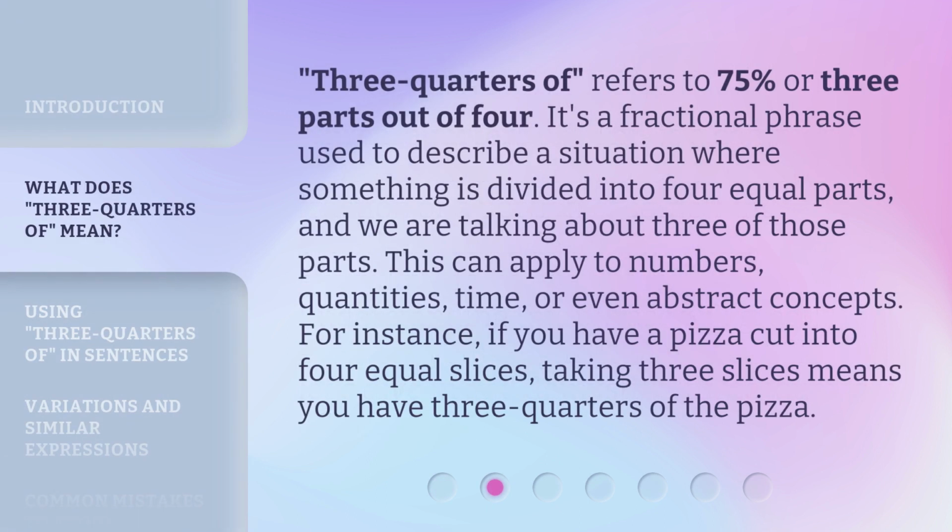3/4 of refers to 75% or 3 parts out of 4. It's a fractional phrase used to describe a situation where something is divided into 4 equal parts, and we are talking about 3 of those parts. This can apply to numbers, quantities, time, or even abstract concepts. For instance, if you have a pizza cut into 4 equal slices, taking 3 slices means you have 3/4 of the pizza.